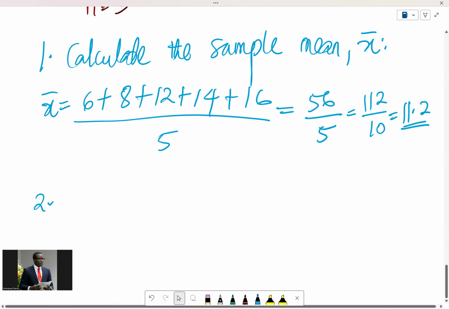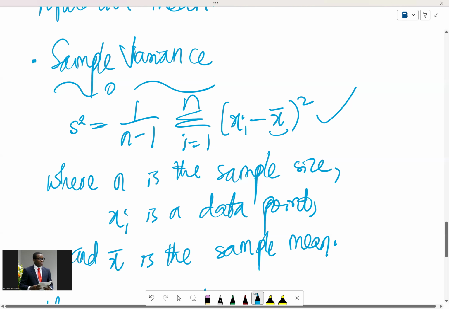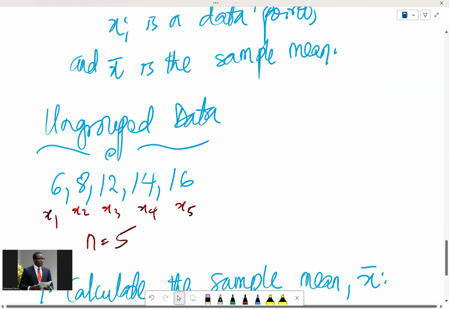Second step. Now you see we have this x bar. The next thing we need is the square of the deviations. What you have inside this bracket here is what you can call the deviation. That means the difference between each data point and the mean. Then you need to square that. So let's go for it.